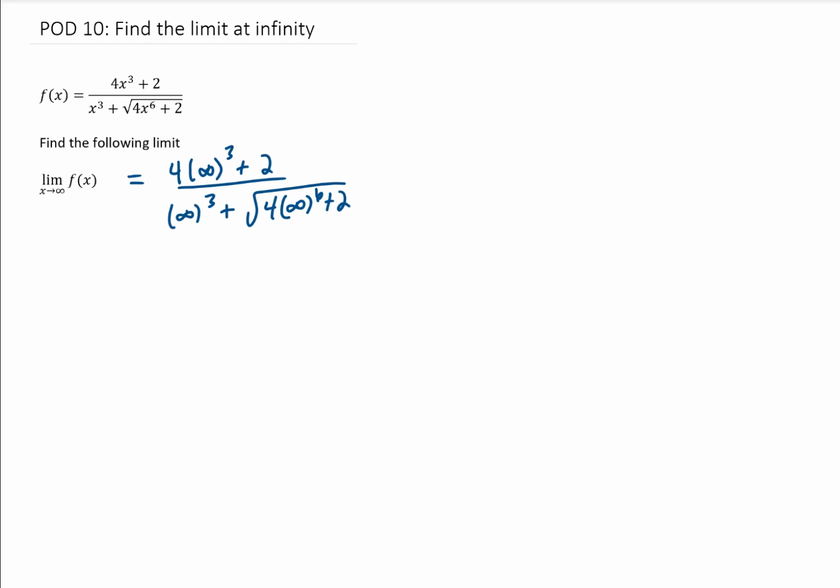Okay, so infinity isn't actually a number, but in our heads we could imagine that if we do plug infinity into this function, the numerator is just going to get bigger and bigger and bigger, the denominator is going to get bigger and bigger and bigger. That is an indeterminate form, infinity over infinity. So what that means for now for us is we need to do some algebra.